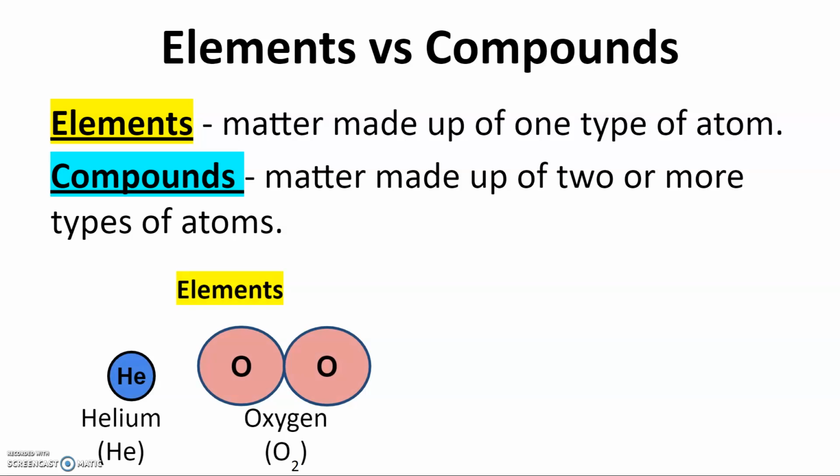So examples of an element would be something like helium, which is used to blow up balloons, and only has helium atoms. And oxygen, O2, which is the oxygen that we breathe, is an element. Now you may be thinking, wait, there are two atoms there for oxygen. Yes, there are two atoms, but they're two of the same type of atom. So that's what makes it an element. As long as it's the same type of atom, no matter how many you have, it's an element.